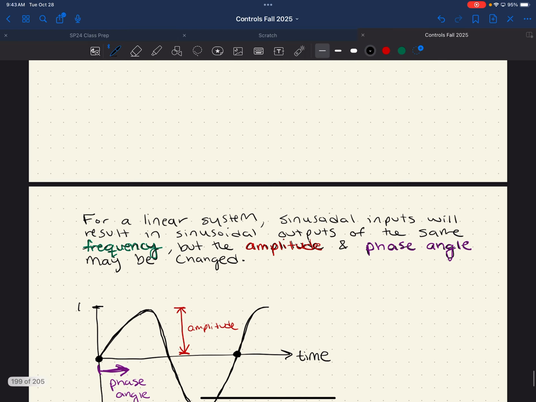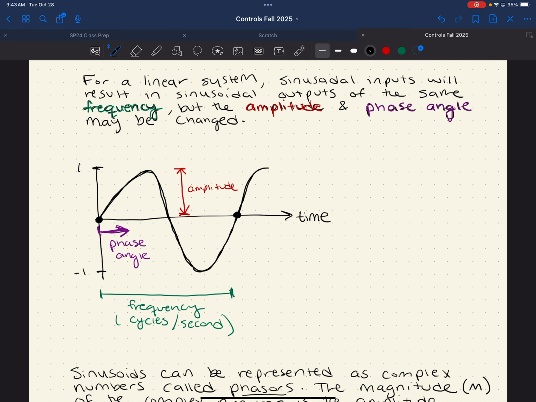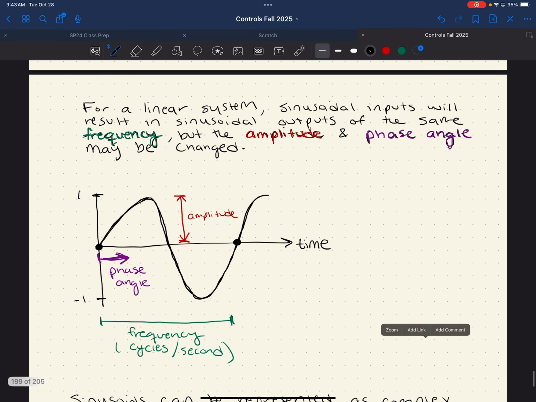Okay, moving on. So let's go back to this idea of talking about sinusoidal inputs, sinusoidal outputs. For a linear system, which we've been dealing with all throughout this class, so LTI systems, if we give a forcing function to our system that is in the form of a sine or a cosine, then the output will be similarly a sine or a cosine with the same frequency. Frequency will stay the same between the input and the output for a linear system. However, the amplitude and the phase angle might change.